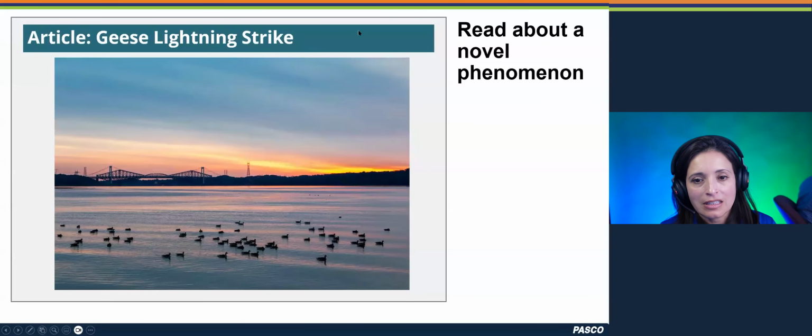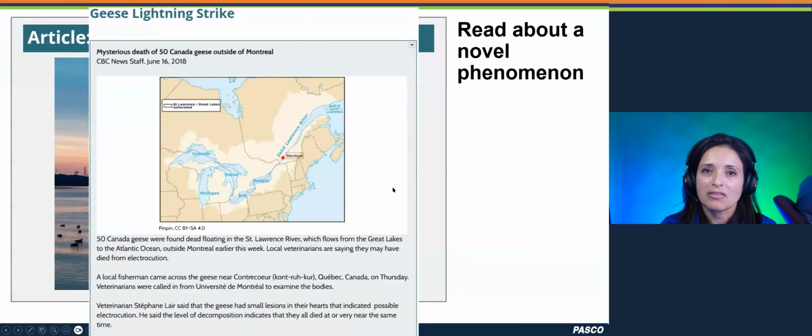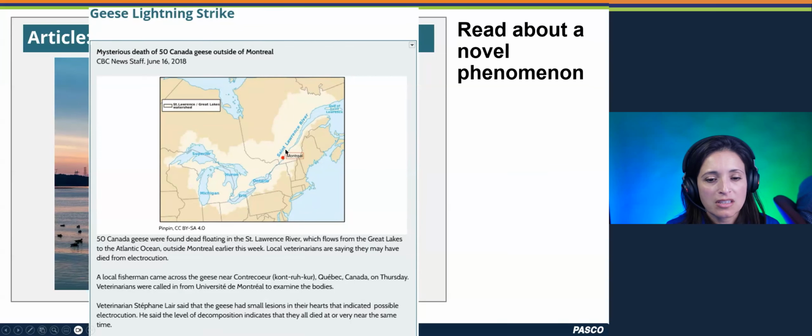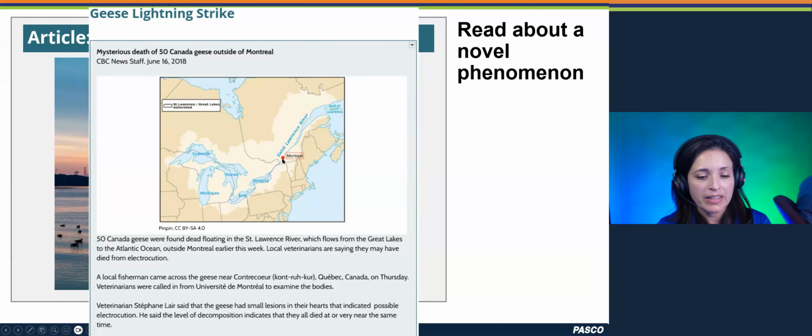There was an article in the paper about it, and students are given that article. It's a very brief article. Geese lightning strike, the mysterious death of 50 Canada geese outside of Montreal. Here's the St. Lawrence River, and this is where it occurred, just around Montreal. 50 Canada geese were found dead floating in the St. Lawrence River, which flows from the Great Lakes to the Atlantic Ocean outside Montreal earlier this week.